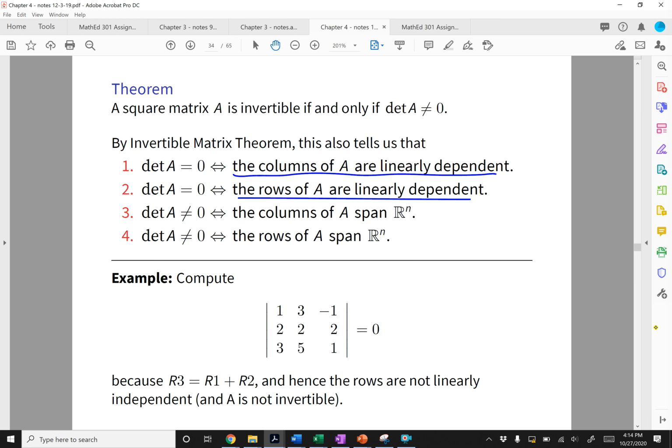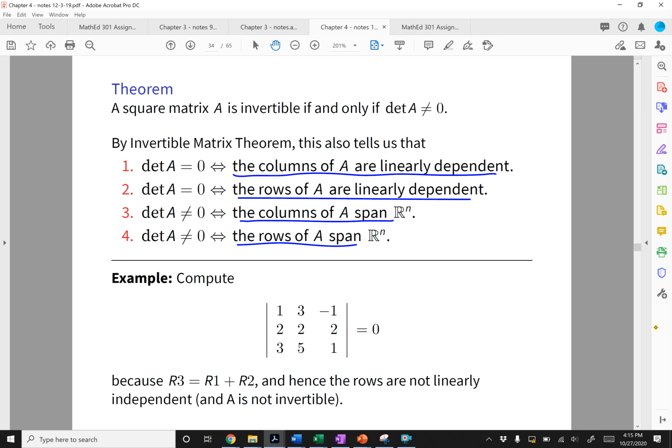Determinant of A not equal to 0 means the columns of A span Rn and the rows of A span Rn. So all of those things follow when the determinant isn't 0. If the determinant of A is 0, we know it's not invertible, and if the determinant of A is not 0, then we know it is invertible, and we get all of those other things from the invertible matrix theorem about the spans and the columns and everything else.